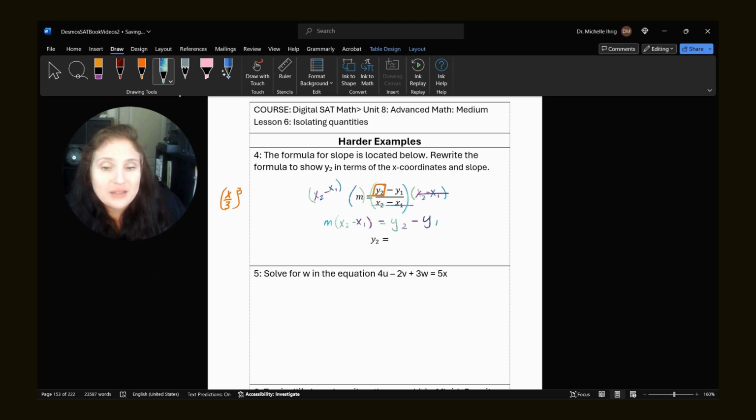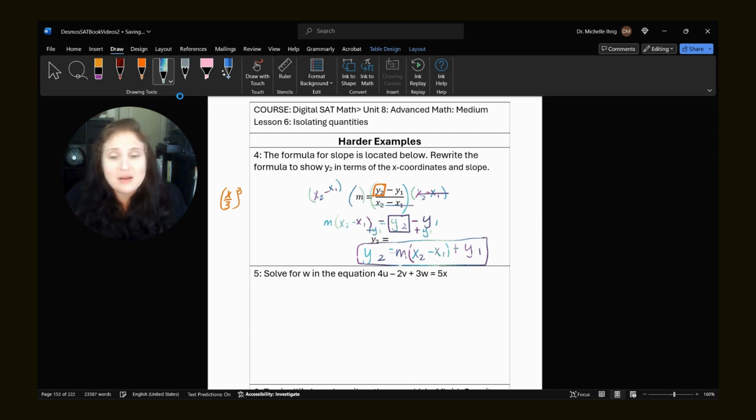Now we just still have this x2, so we have to get rid of this minus y1. And the opposite of subtracting is adding. So we're going to add y1 to both sides. So my final answer is m times x2 minus x1 plus y1. And that's what y2 equals. So that was probably as complicated as you're going to see. But let's move on to question number 5.